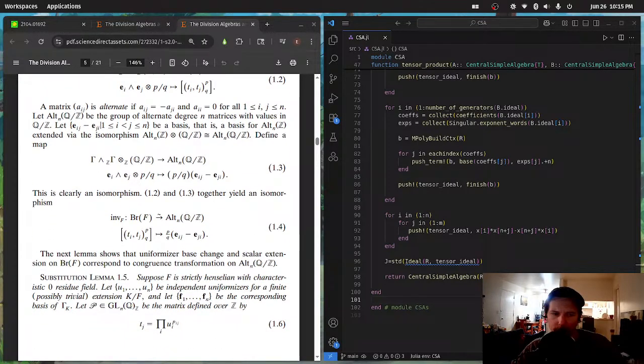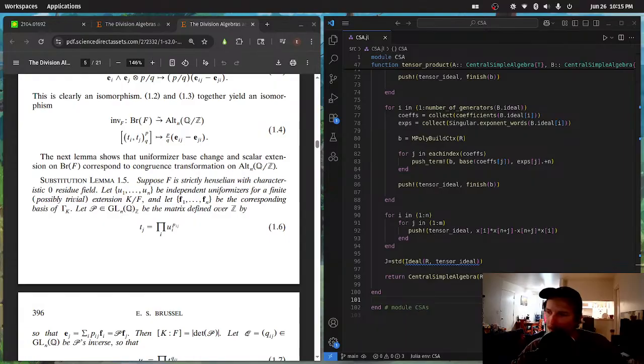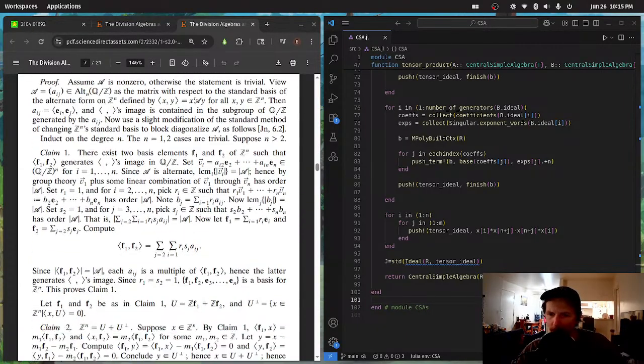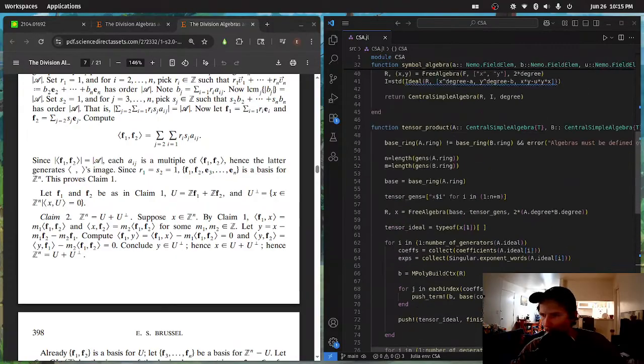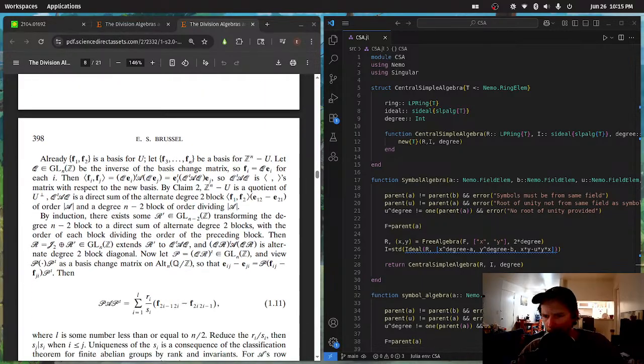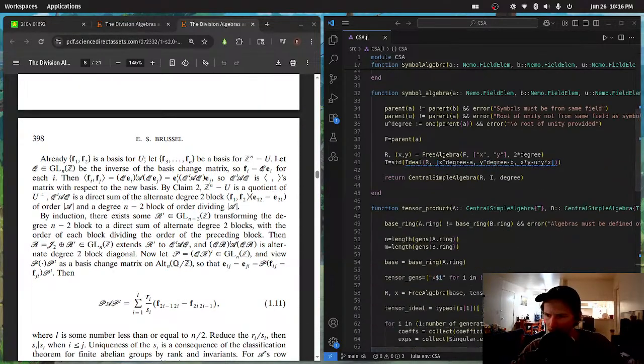So we're probably just going to stop here just because it's getting late and I'm getting tired. But this will probably be where we start picking up trying to edit this central simple algebras package. What are the problems?